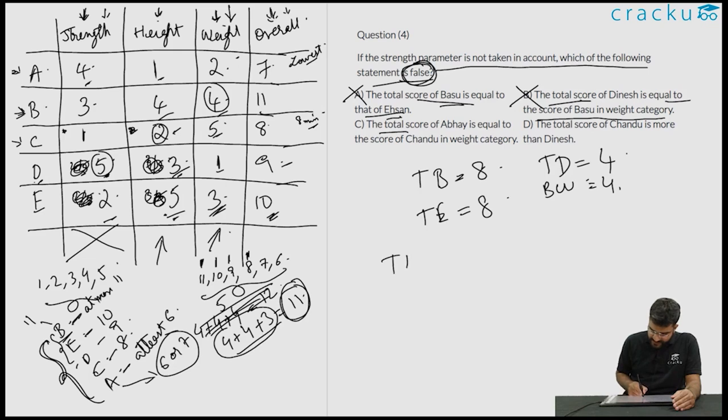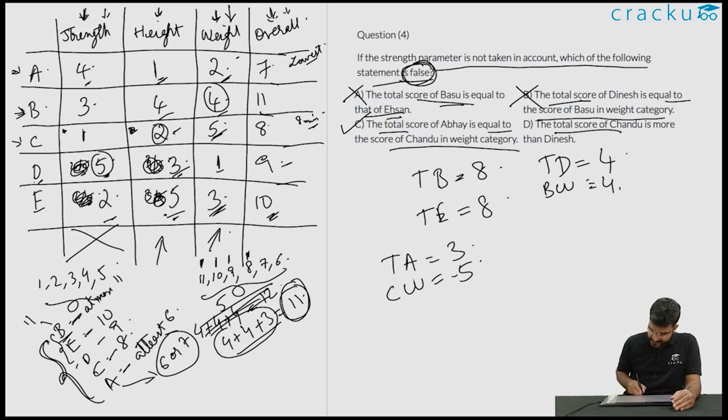The total score of Abhay is equal to 1 plus 2, which is equal to 3, is equal to the score of Chandu in weight category. Chandu in weight category will be 5. So this statement is false, so this is the correct answer. But just for completion, let us look at the fourth option also.